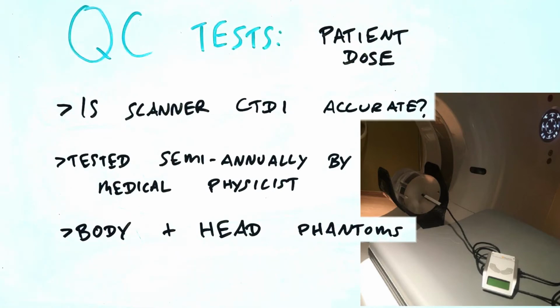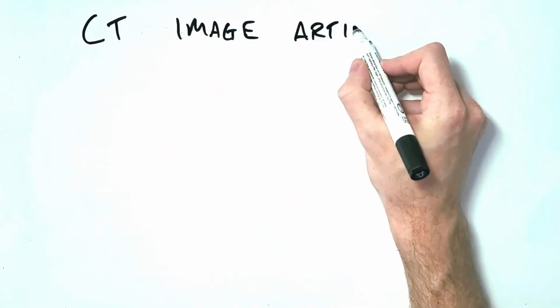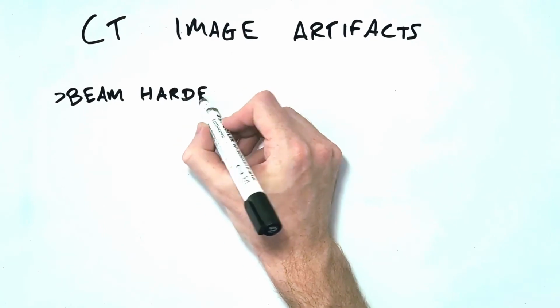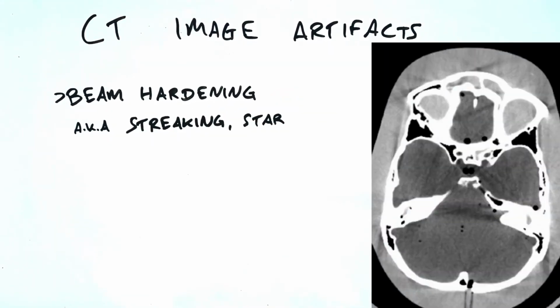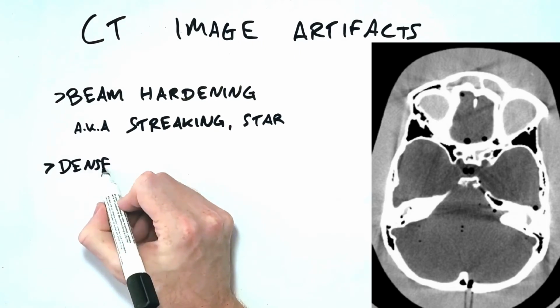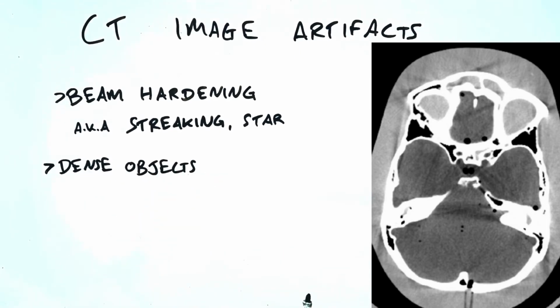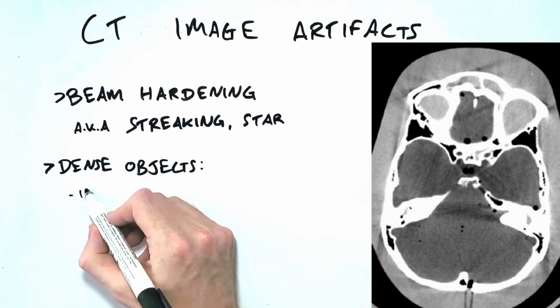We'll finish with a quick fire round of a few artifacts you may see in CT images. Beam hardening artifact is the result of a disproportionate amount of X-ray photons being absorbed by a dense structure within the patient, for example a metal implant, or the thick bones of the petrous ridges. The result is a streaking or star pattern with both dark and bright areas.